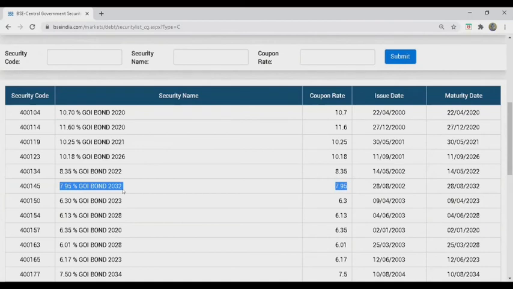And 7.95 is the coupon rate or the interest rate. That means the people who have invested in this are getting 7.95%. It was issued on 28/8/2002, and it is going to mature on 28/8/2032. So till 2032, they'll continue to get this 7.95% coupon. Is it okay? This is one of the types of products here, and a number of others you can see here.